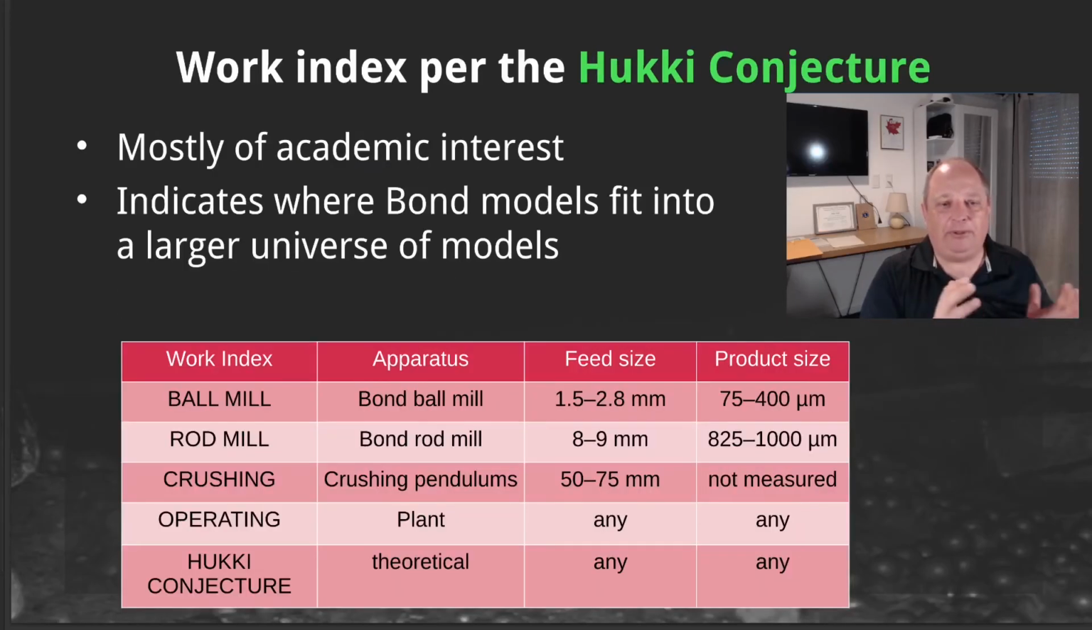So if I want to put this up on the leaderboard, it doesn't have an apparatus. It actually comes out of the theoretical framework. And where it fits into Hucke's conjecture, it fits into a much larger universe of different models. So the signature plots that you get for fine grinding are part of the Hucke conjecture universe. Coarser blasting models, for example, can fit into the Hucke conjecture universe. The Bond model just kind of fits in that rod milling, ball milling size range. But in this conjecture, it could be any size range.